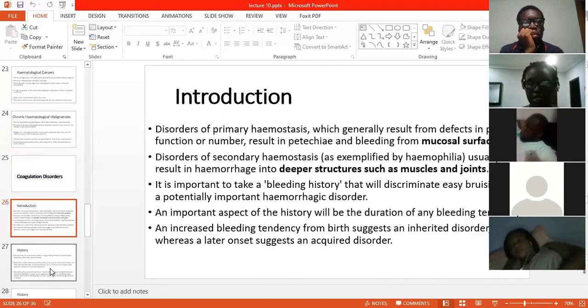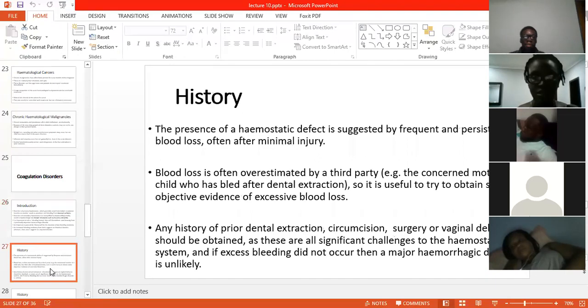An important aspect of the history will be the duration of the bleeding. If the bleeding has been there from birth, then you start thinking about inherited disorders, for example, hemophilia. One very important question to ask if the patient is a male is whether there's a history of bleeding during circumcision, because that's usually one of the first indicators, or bleeding from the umbilical cord. These two things are important. A patient may not necessarily remember, but in pediatrics, those are very important questions that we need to ask about.